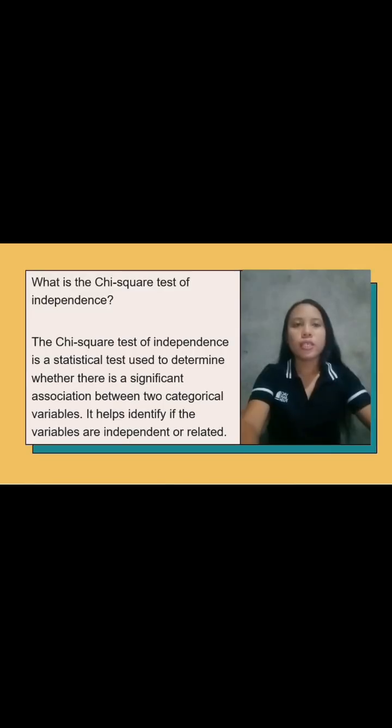What is the chi-square test of independence? The chi-square test of independence is a statistical test used to determine whether there is a significant association between two categorical variables. It helps identify if the variables are independent or related.